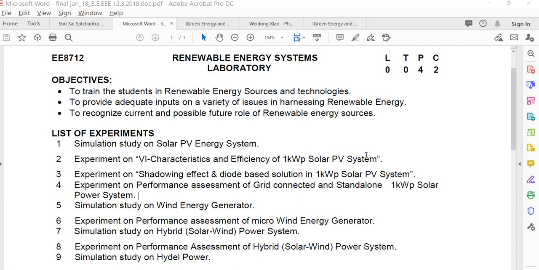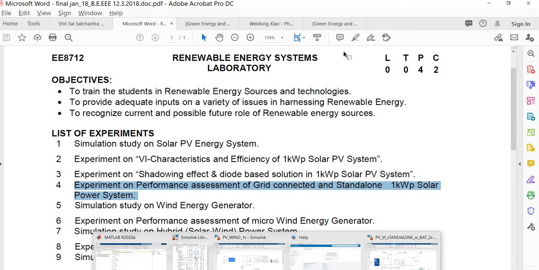Today we are going to see the experiment on performance assessment of grid connected and standalone 1 kilowatt peak power systems. This is for the Renewable Energy Systems Laboratory syllabus prescribed by Anna University, Chennai. The scale of the simulation is for UG students, beginners level.